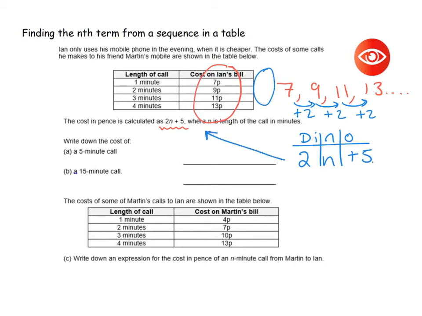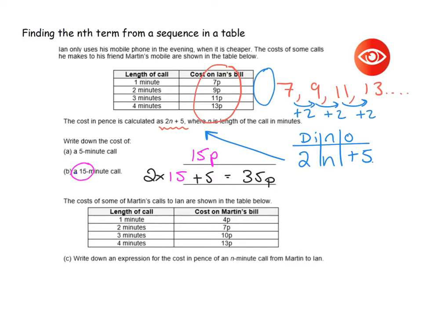Now we can either use the pattern in the table, or we can use the actual sequence expression to answer this question. So a 5-minute call we can see is an extra 2p, so that's clearly going to be 15p. A 15-minute call is a bit higher up, so we can either continue the sequence or we can do some substitution. So if you do 2 times the 15 minutes, and then we're going to add on the 5, that will give us 35p for the call.